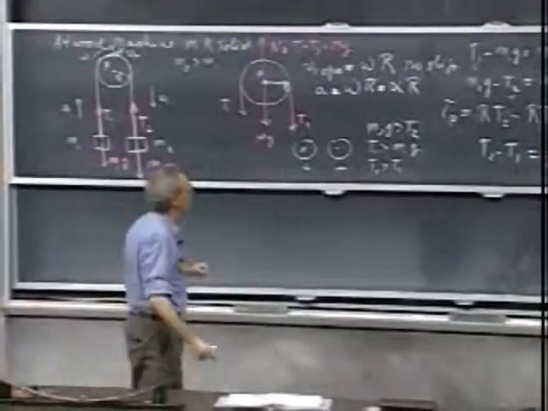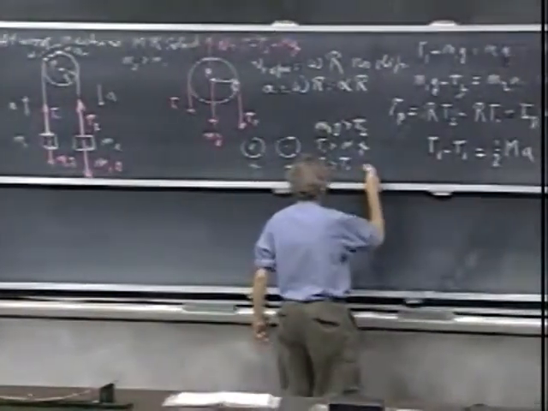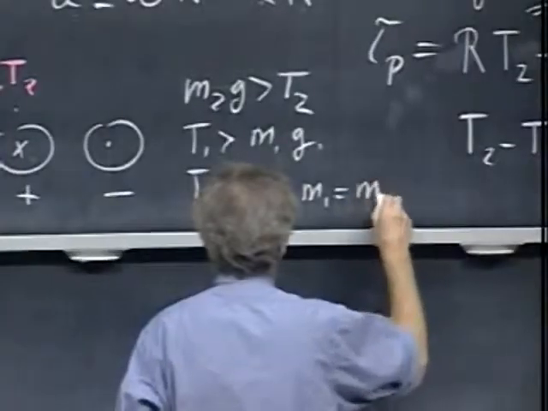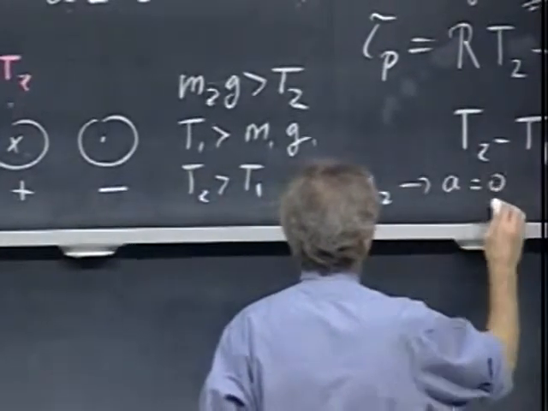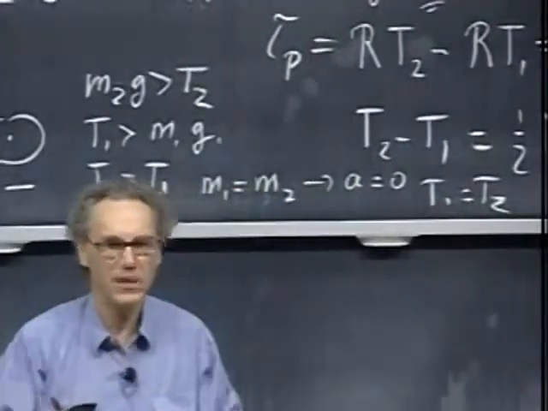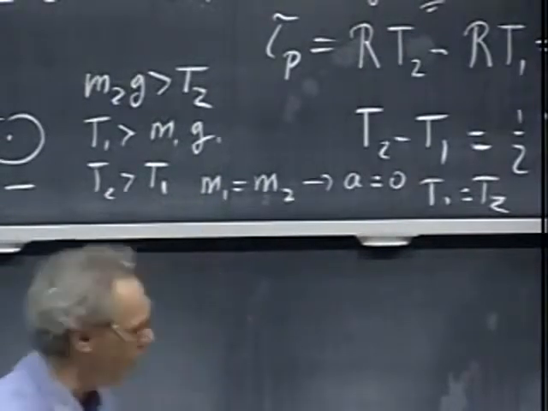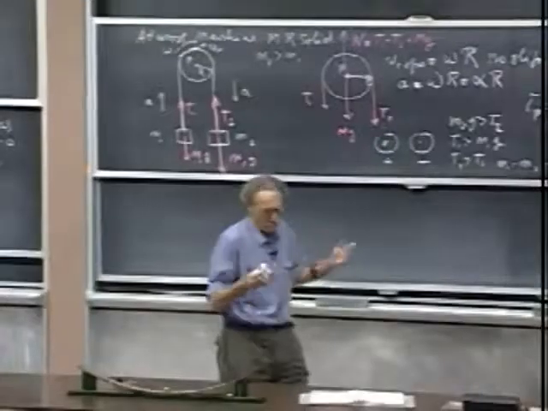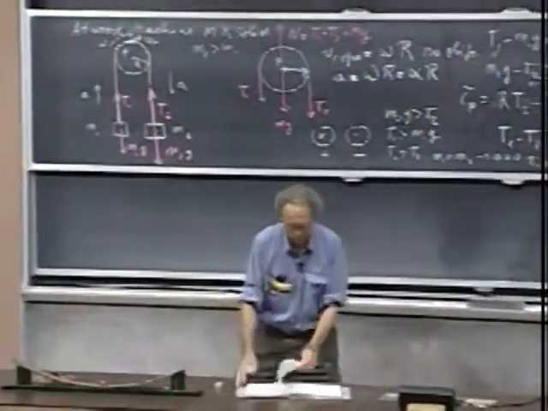It would also be useful, which is a trivial check, to stick in your results m1 equals m2. That should give you that the acceleration should be 0, and it should give you that T1 equals T2. Those are obvious things, and that can be done very simply. That takes you no more than 10 seconds. And if any one of these is not met, then somewhere you slipped up, and it gives you an opportunity to go over the problem again.